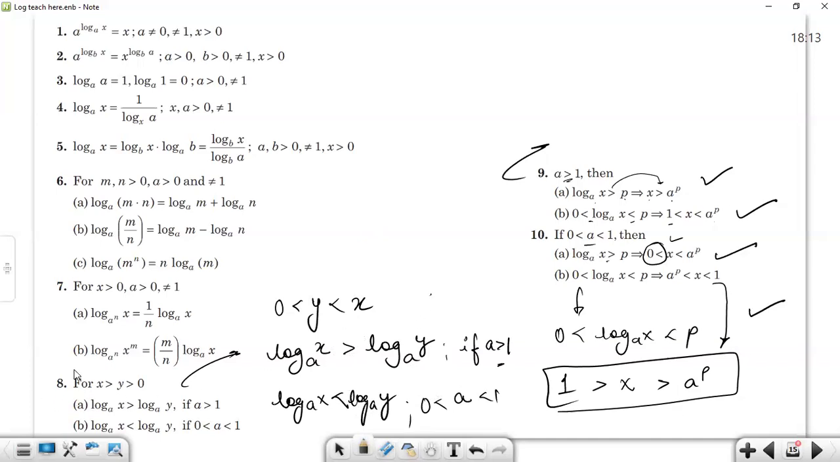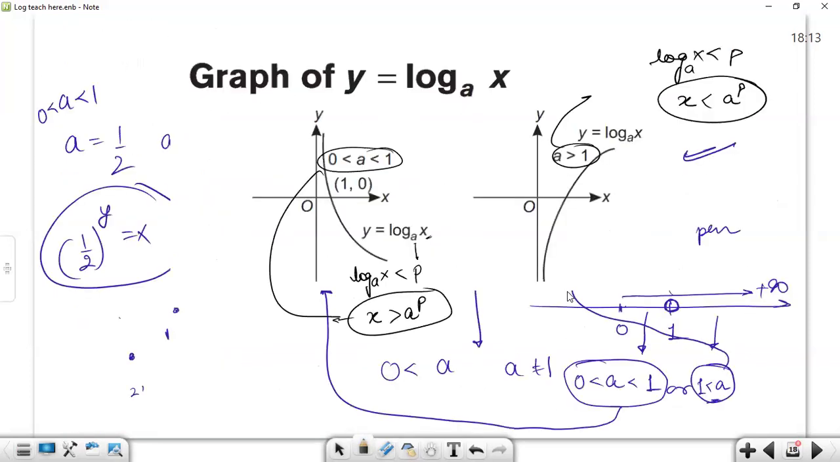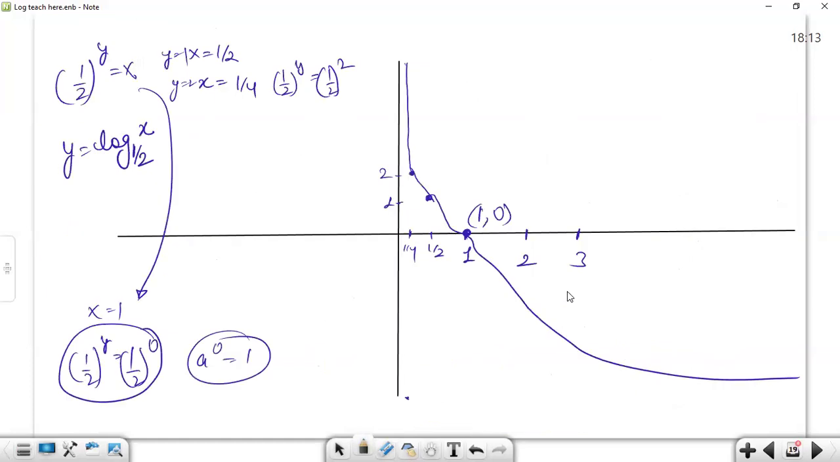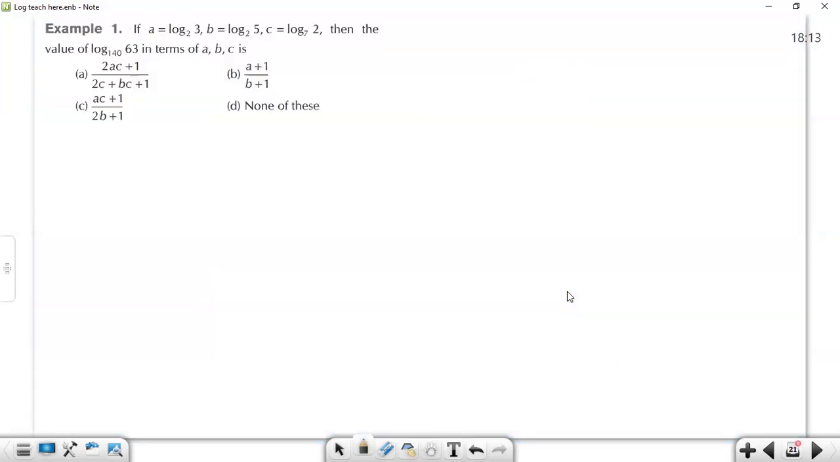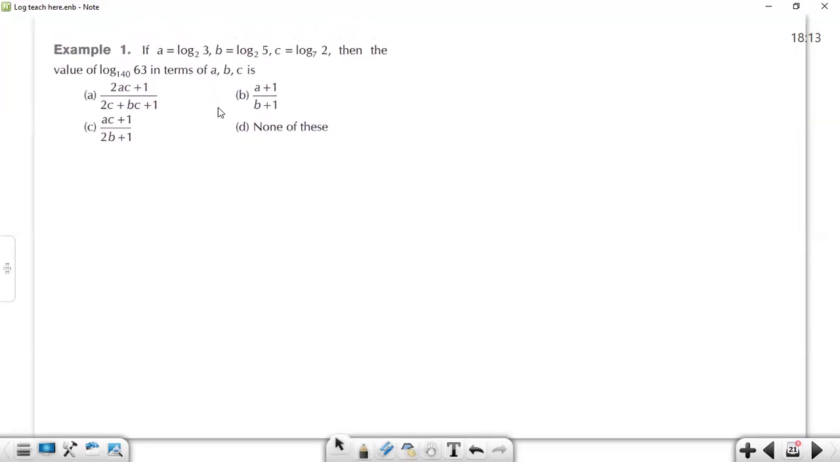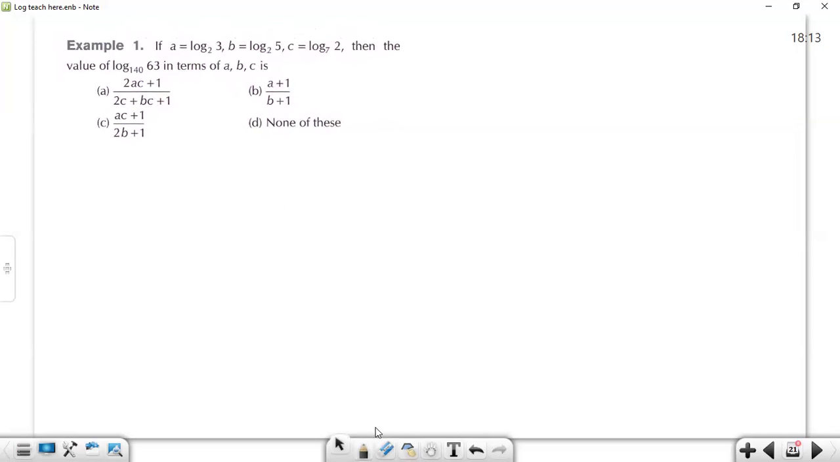Yes, sir. Good. So the graph, we have already discussed it. Let's now solve the example. Do you have any questions before it? No, sir. Okay.